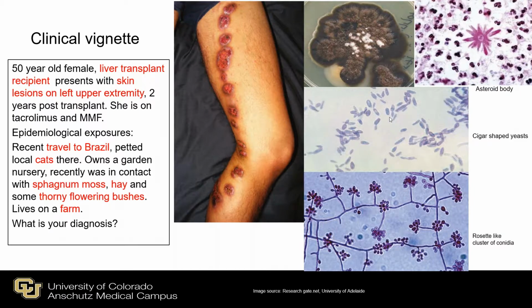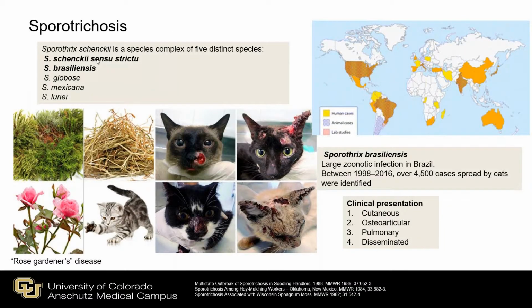Moving on, somebody did a biopsy and they saw these yeast forms, described as cigar-shaped yeast. And they also occasionally find this structure called an asteroid body. Culture, kind of dark. And on touch prep of this mold, you see this nice hyphal structure. What is your diagnosis? Yes, so this is sporotrichosis, another dimorphic fungal pathogen.